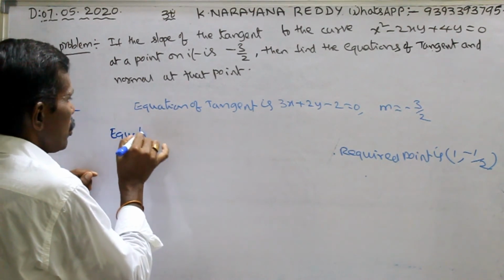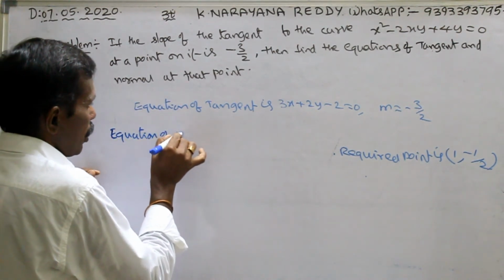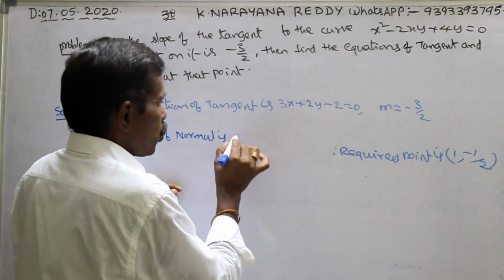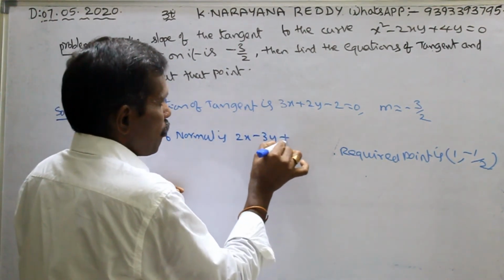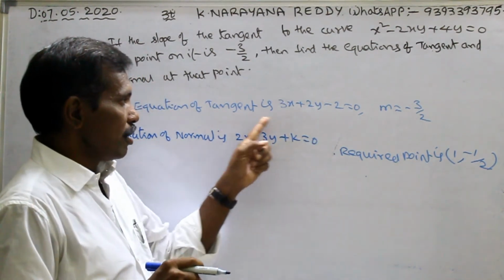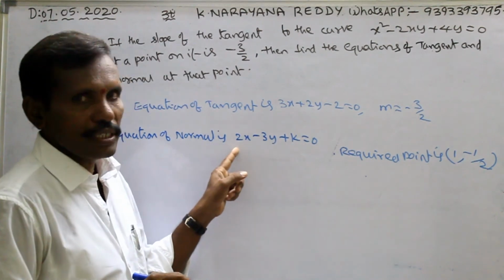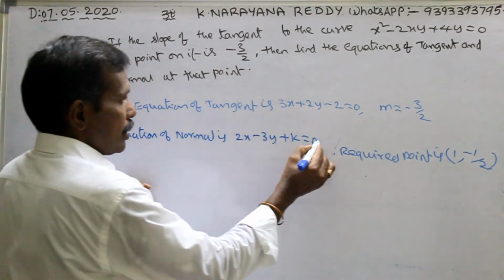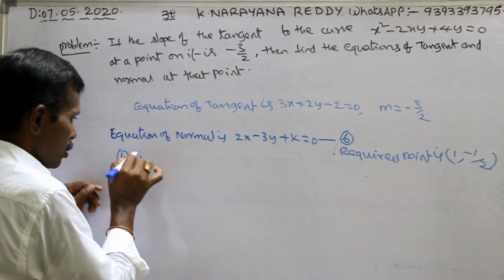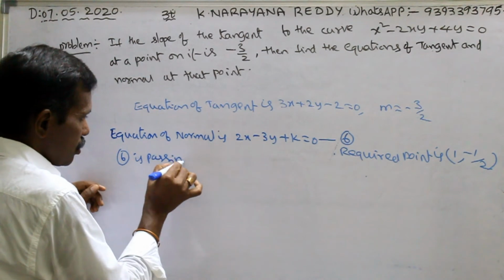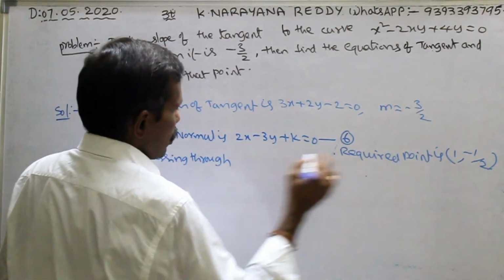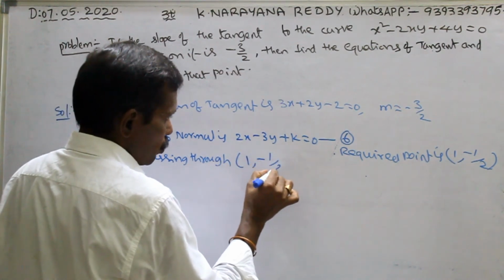Equation of normal is 2x minus 3y plus k equals to 0. You know this? Yes? Perpendicular equation or normal equation, both are same. This is number 6. 6 is passing through which point? 1, minus 1 by 2.